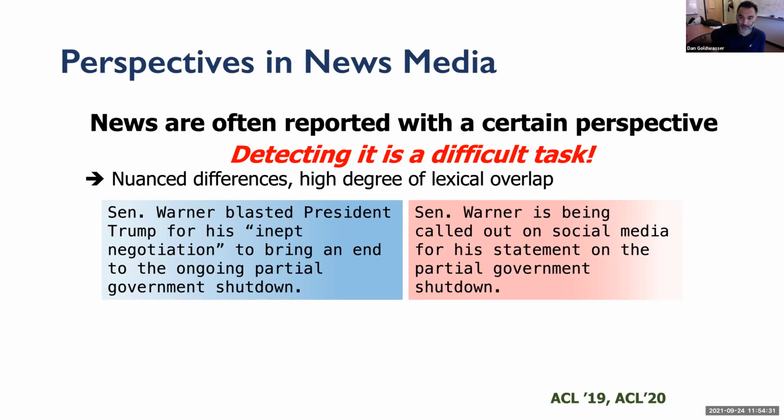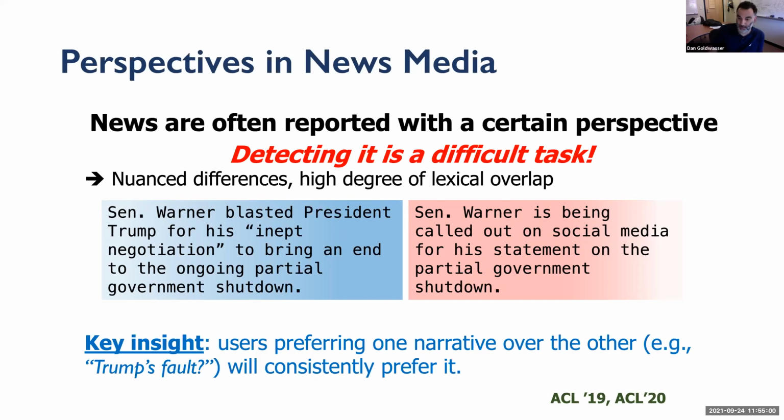Here is an example of that, where we're talking about the government shutdown during the Trump administration. The text is almost identical in terms of its bag of words representation. However, the meaning is very different. We have Senator Warner warning, attacking Trump. The first one emphasizes that. The other, the right-wing representation of this story, is that Senator Warner was being attacked for attacking Trump. So the focus is different, despite the fact that from a lexical perspective, it's really hard to tell them apart.